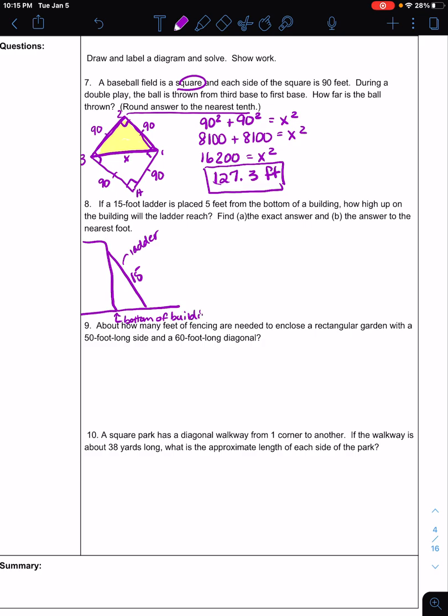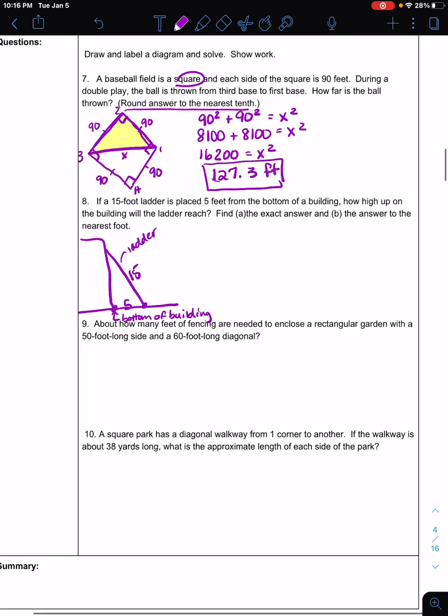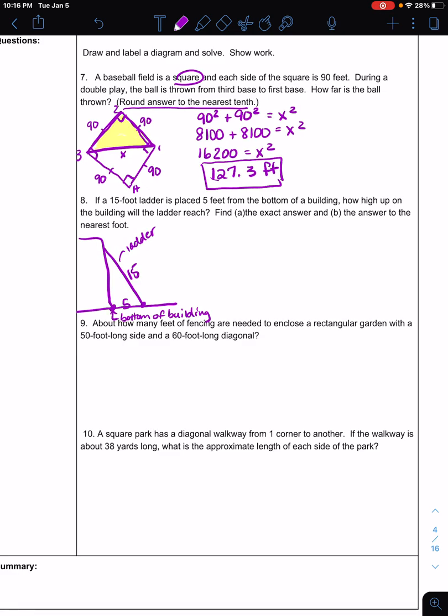And you don't have to write in all this stuff. I'm just writing it so that you can see where everything's coming from. So the bottom of my ladder is 5 feet from the bottom of the building. So that's 5 feet. How high up the building will the ladder reach? Well, we know that it could reach 15 feet if you put the bottom of the ladder right at the bottom of the building, but that's not a very safe ladder to climb on, right? So we have to lean the ladder, so we know that our answer has to be less than 15. Whatever it is, it has to be less than 15.